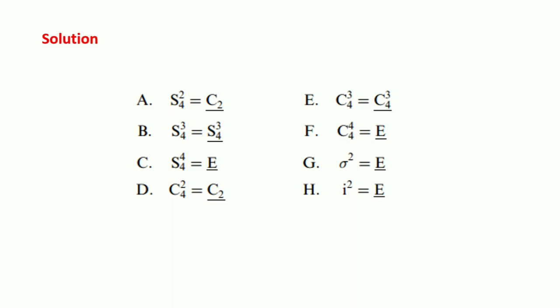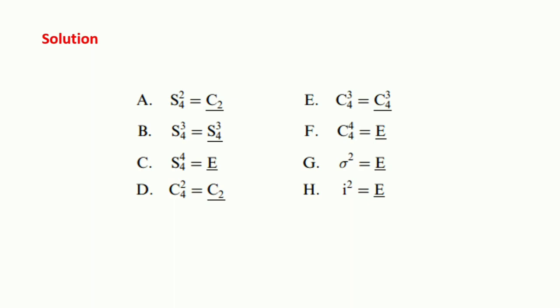C4 twice is equal to C2, because if we apply C4 two times, this operation would equal a C2 rotation. So this is the exact answer. C4 thrice is equal to C4 cubed, just like S4 thrice in the B section, while C4 four times is equal to identity, just like S4 four times in the C section. Sigma squared is identity, i squared is identity, because if we apply the same operation two times, we will get the identity in the case of a plane of symmetry and an inversion center.